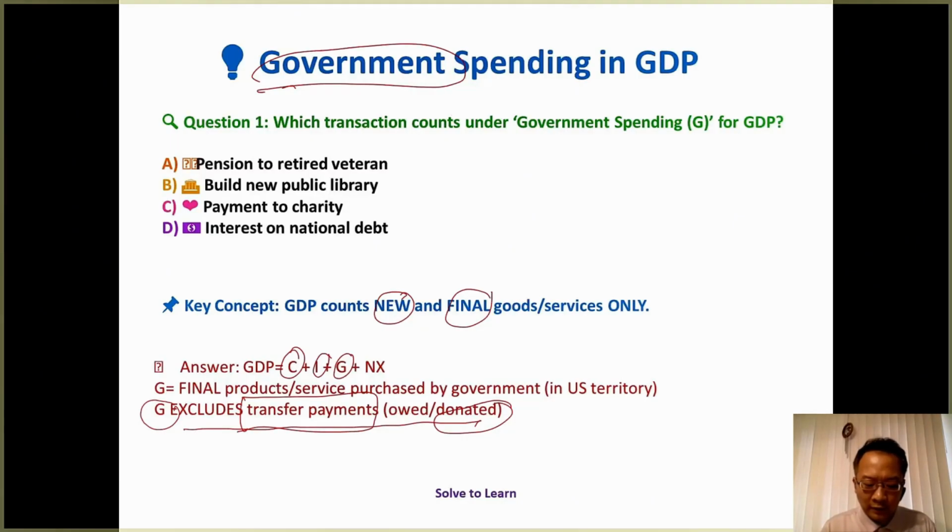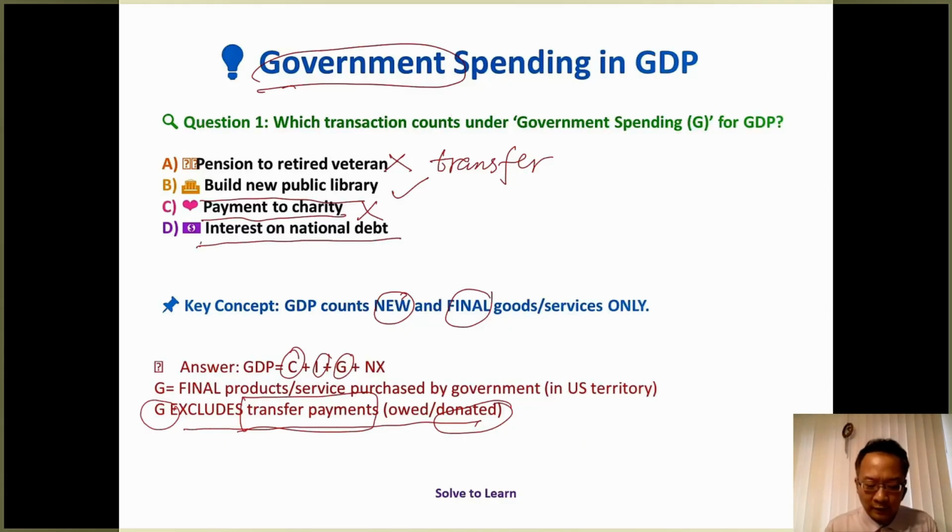Alright, so among options A, B, and C, the first one, pension to retired workers, is definitely incorrect. As we just discussed, this is a transfer payment, meaning it's a transfer of money already earned, like salary paid during working years, now received as a pension. Alright, build a new public library. That's obviously a new product, so this definitely counts. As long as it's within the United States, it clearly falls under government spending. As for the payment option, as we just mentioned, anything donated out is considered a transfer payment, so it doesn't count as government spending.